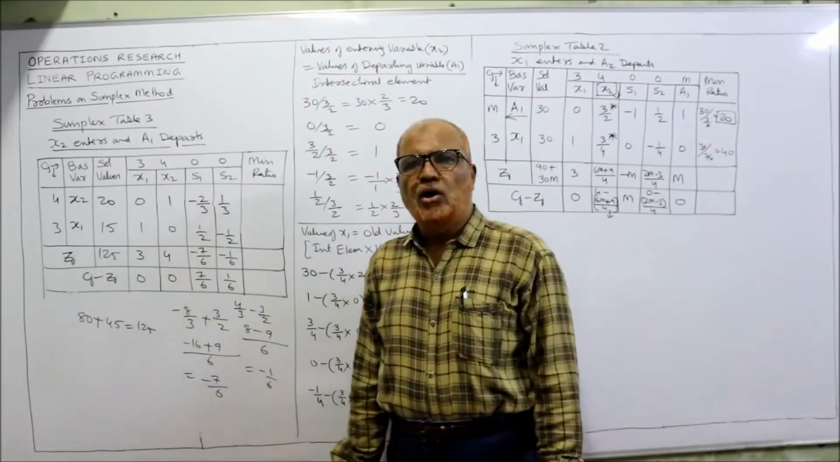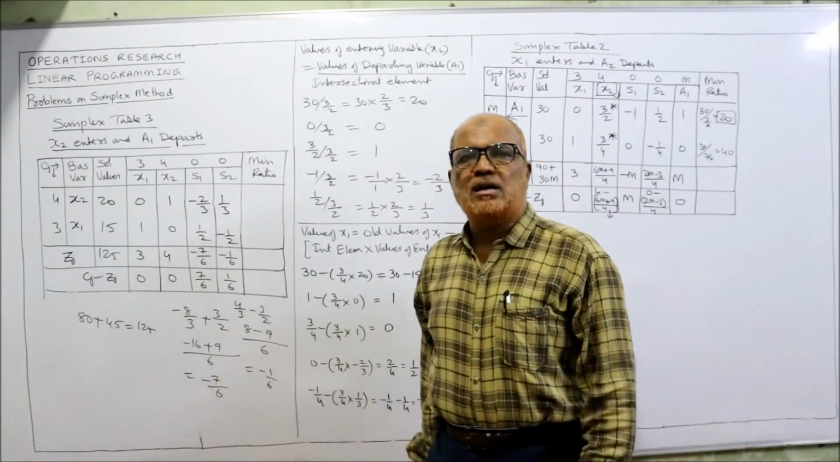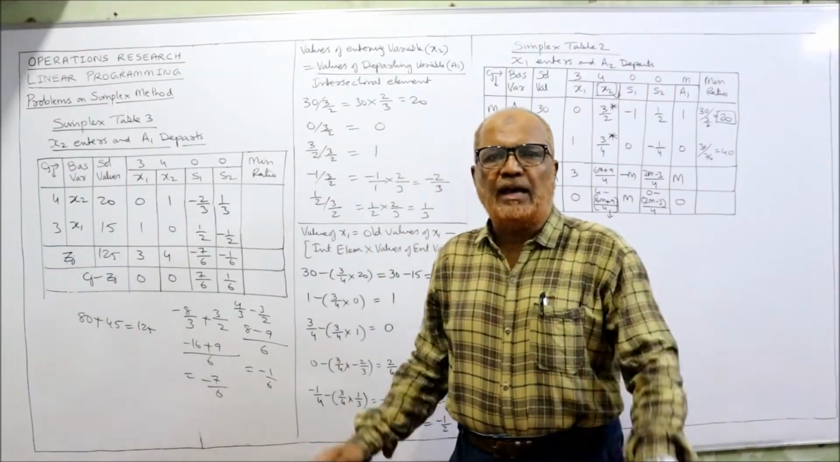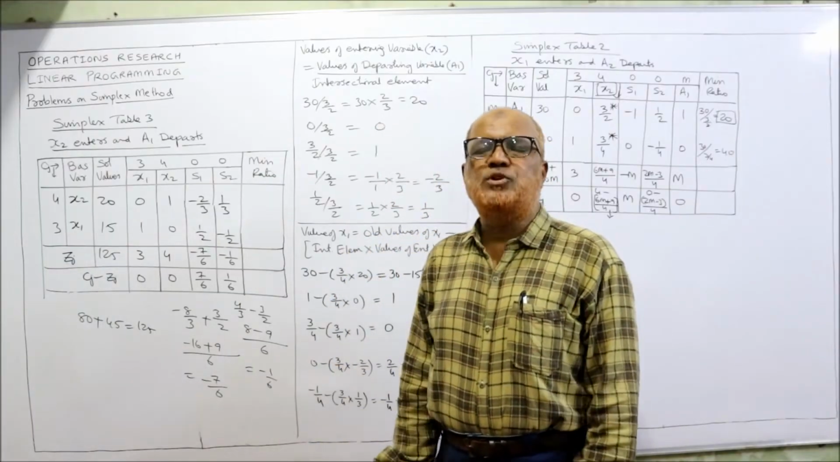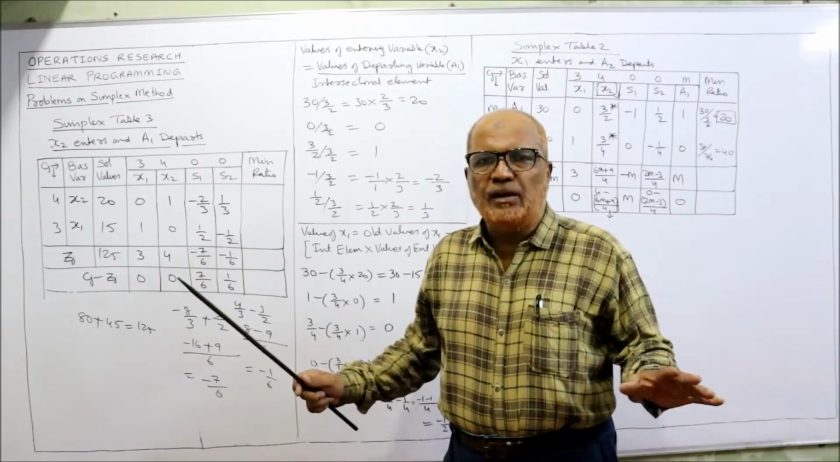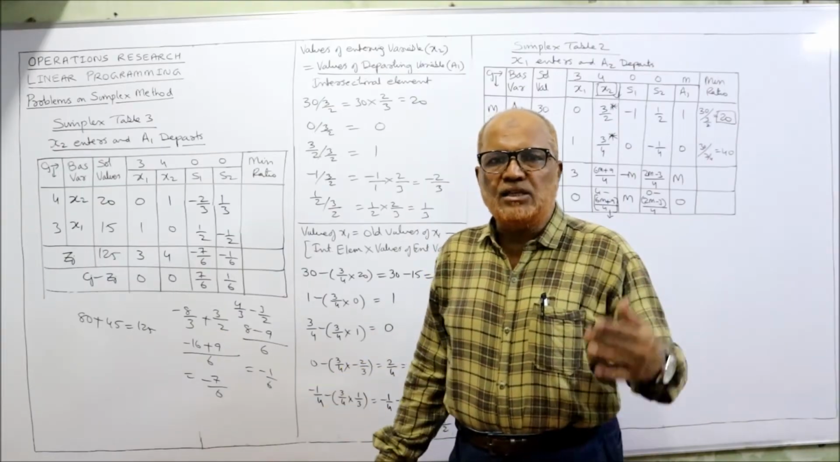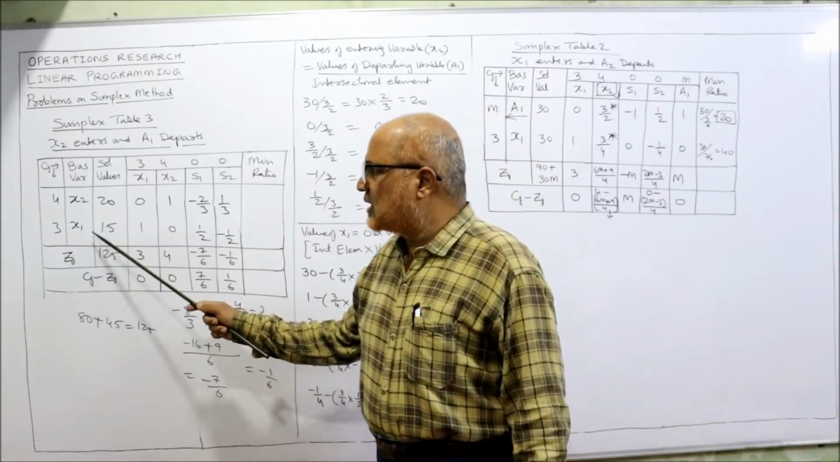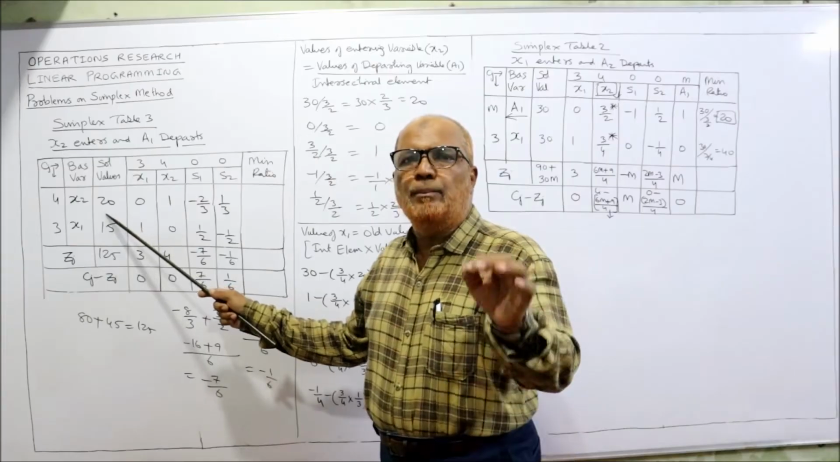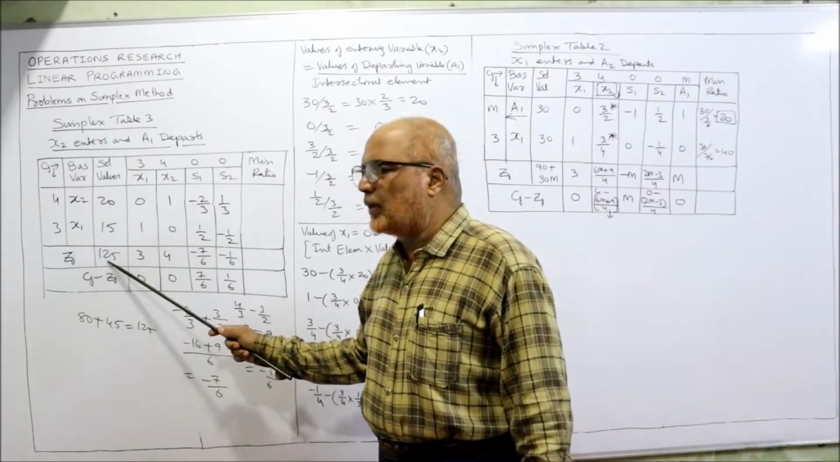What do you observe here? All the index row elements are zeros and positives. No negative value is there. So we reached the optimum solution. No further improvement is required. And the solution is x1 is equal to 15, x2 is equal to 20, and the minimum z is 125.